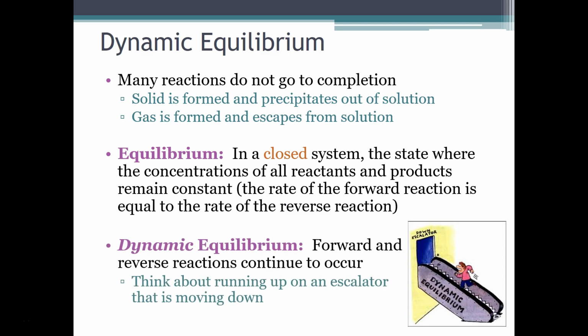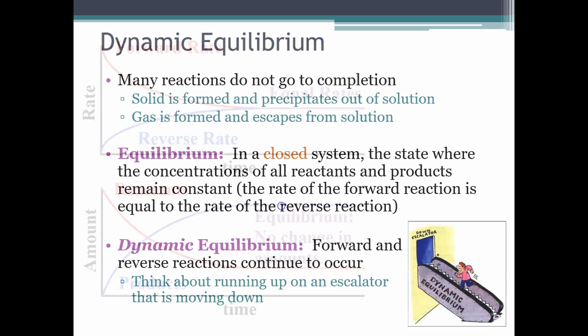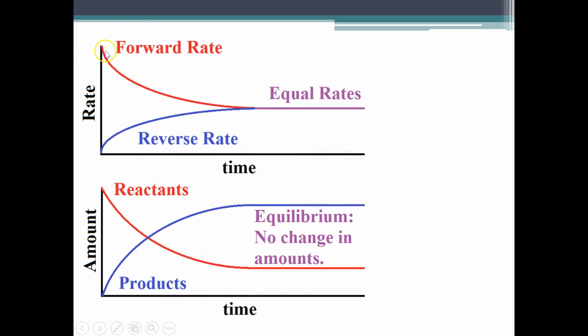And dynamic equilibrium just refers to an equilibrium where the forward and reverse reactions continue to occur, but you don't see any changes in the concentrations of reactants and products. A good analogy for that is running up an escalator that's moving down. In that situation, you're running up and the escalator is moving down, but there's no apparent change in your position relative to the ground. And that is because you are running up at the same exact pace that the escalator is moving down.